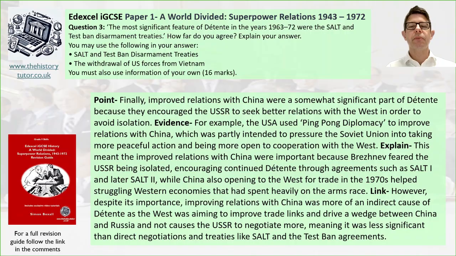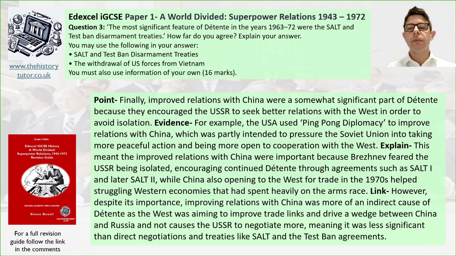Okay, so I've said, finally, improved relations with China were a somewhat significant part of Detente because they encouraged the USSR to seek better relations with the West in order to avoid isolation. For example, the USA used ping-pong diplomacy to improve relations with China, which was partly intended to pressurize the Soviet Union into taking more peaceful action and being more open to cooperation with the West. This meant the improved relations with China were important because Brezhnev feared the USSR being isolated, encouraging continued Detente through agreements such as SALT I and later SALT II.